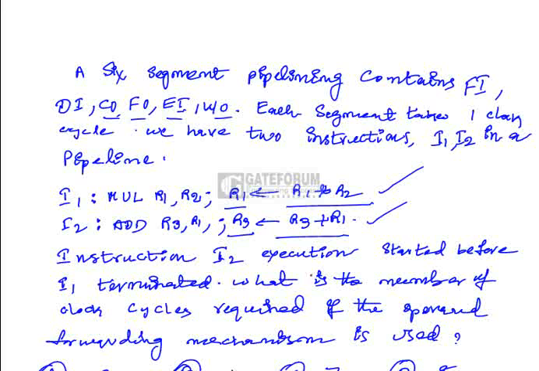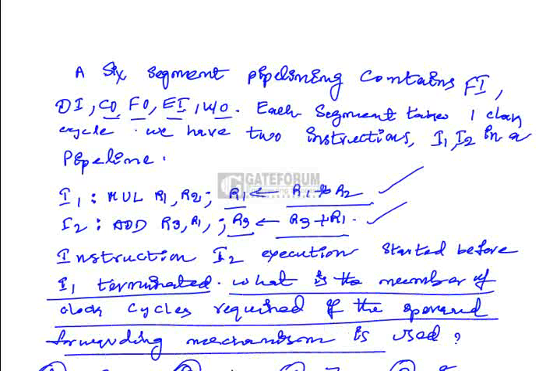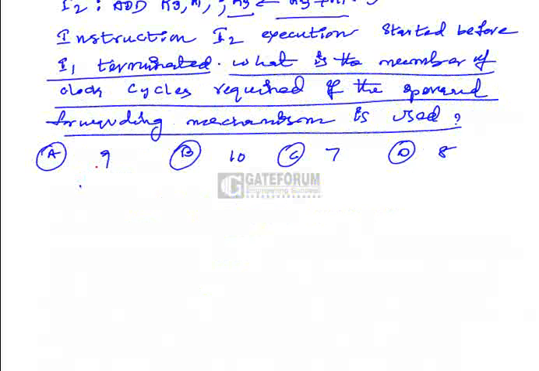Instruction I2 execution started before I1 terminated. What is the number of clock cycles required if the operand forwarding mechanism is used? 9, 10, 7, 8 are the options. So here let us try this using the clock cycles. The clock cycles are something like 1, 2, 3, 4, 5, 6, 7, 8, 9, 10, 11 and so on.